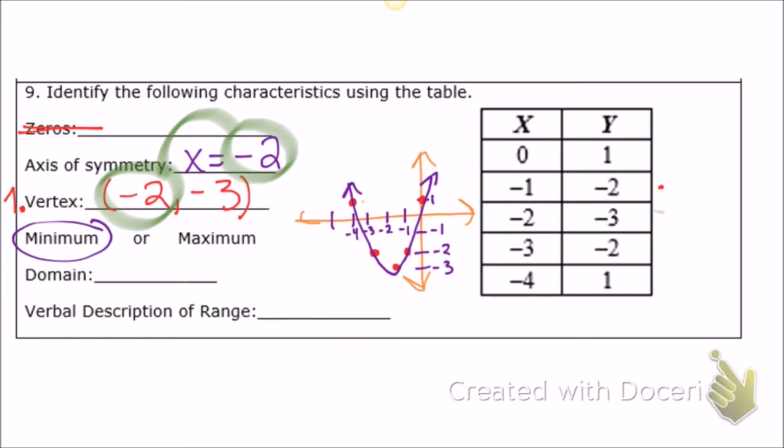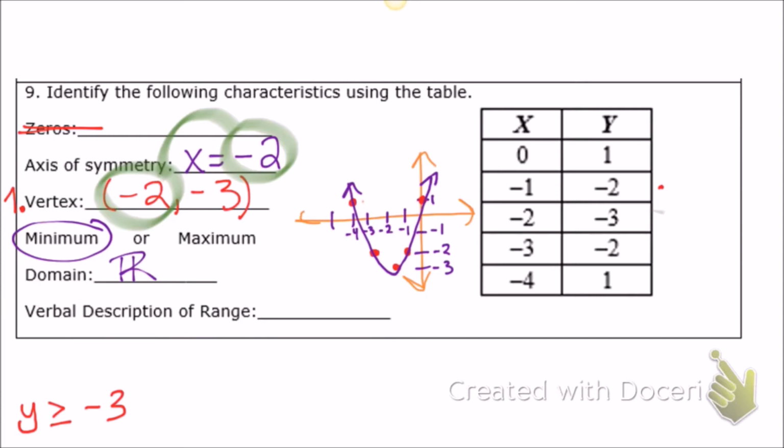Now, the domain is going to be all real numbers, and then the verbal description of my range. Okay, now my range is going to be, we need to have a verbal description. So I'm going to go ahead and write it out first just using inequalities. And we're going to use our vertex. So we have y. Now from the sketch that we did, the parabola opens up, so it's greater than or equal, and then we're going to use the y value, which is -3.